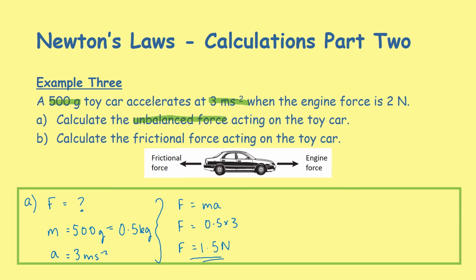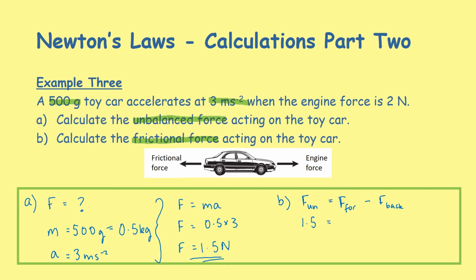Now we look at part B. Calculate the frictional force acting on the toy car. Looking at our diagram, we know that the engine force is pushing the car forwards and the frictional force is acting backwards against the car. Similar to previous questions, we can say that the unbalanced force is equal to the force forwards minus the force backwards. We already have the unbalanced force this time, that's 1.5.